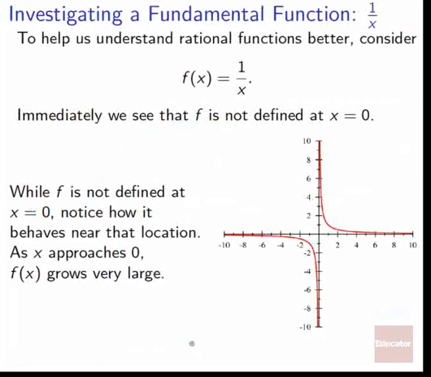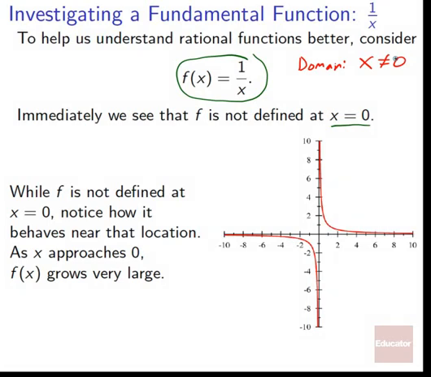All right. To help us understand rational functions better, let's consider this fundamental rational function, 1 divided by x. So immediately we see that f is not going to be defined at x equals 0, right? So our domain for this will be everything except x equals 0. So domain is everything where x is not 0, so most numbers. We see that we can't divide by 0, but everything else would give us an actual thing.